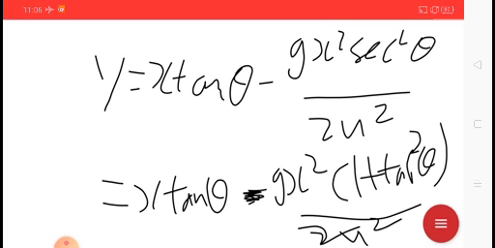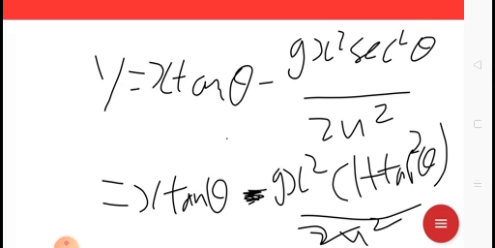So actually it's not difficult. You just sub the t in terms of x, then put it inside here, so you remove all the t and at the end you will get x tangent theta minus g x squared multiplied by 1 plus tangent squared theta divided by 2u squared. Actually this equation is inside your formula booklet. You can open and see, but you need to know how to apply it, and you need to know where it comes from.